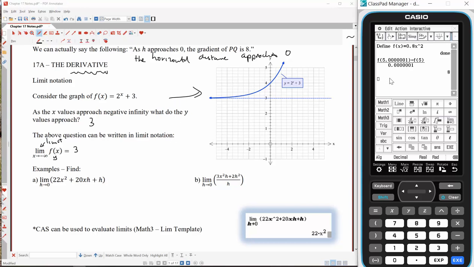Let's just see how that works. So I'm going to define my function again because I just love defined functions. F of x equals 2 to the x plus 3. And I'm going to do f of, I don't know, negative 2. All right, there it is, 3.25. F of negative 3, getting closer, negative 5, getting closer to 3. F of negative 100. Ooh, that shouldn't have happened.